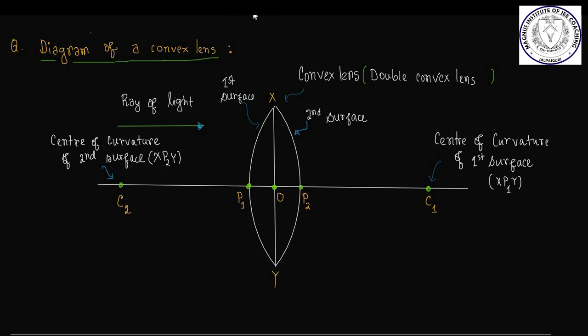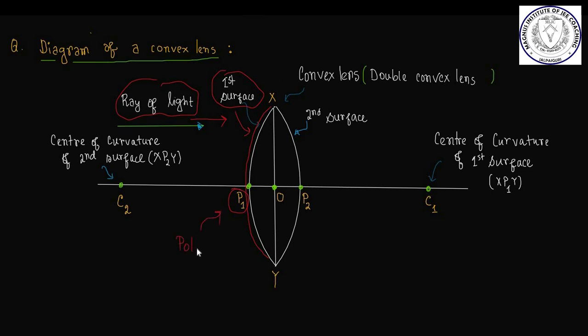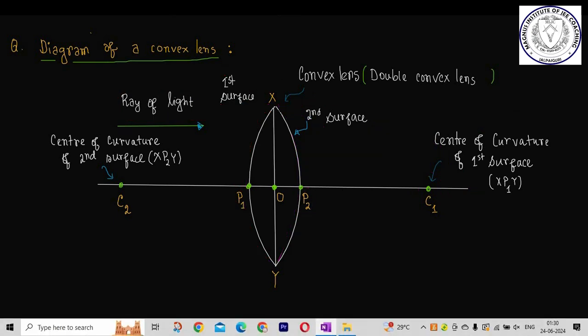In this case, the ray of light is incident on the first refracting surface XP1Y of the lens. P1 is the pole of the first refracting surface XP1Y. C1 is the center of curvature of the first refracting surface. Similarly, XP2Y is the second refracting surface, and P2 is the pole.